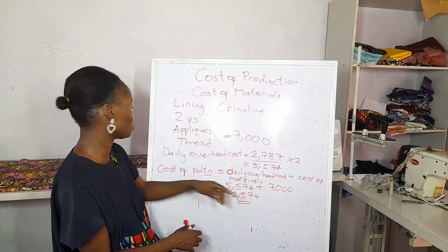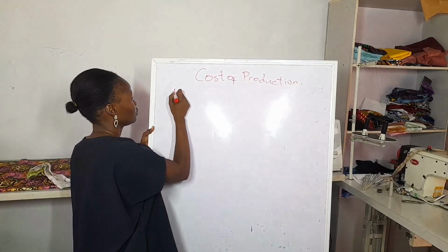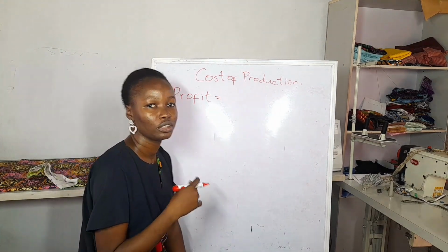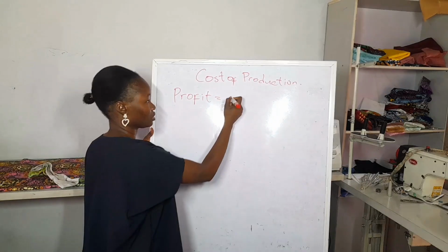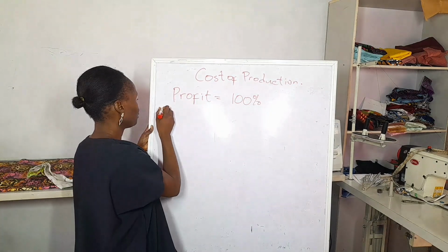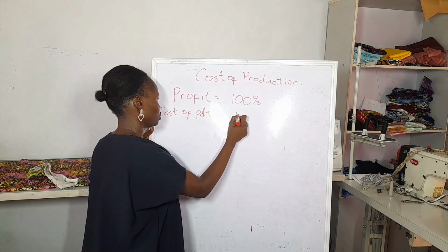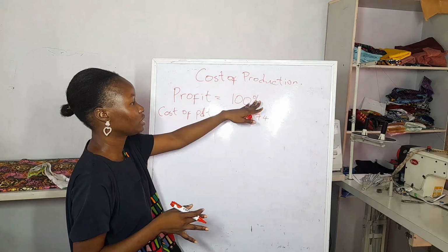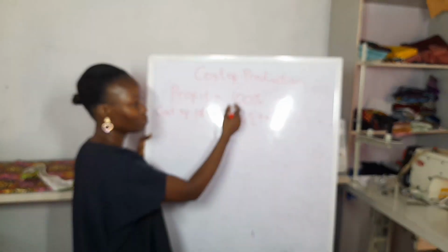Remember, we have 12,574. So let's calculate profit. For your profit, you can decide you want 10%, 20%, 30%, 40, 50, 60, whatever makes you happy. For the profit, I'll be using 100% of my cost of production. My cost of production is 12,574, but I want 100% profit. That means I want this same amount as my profit.